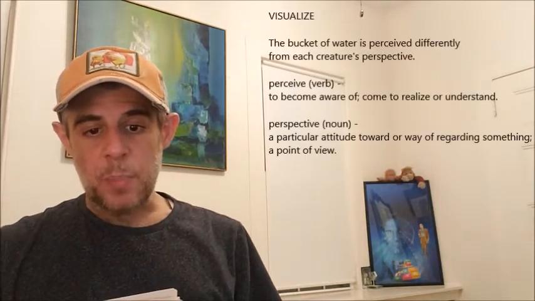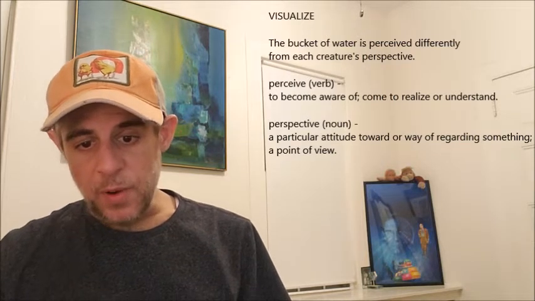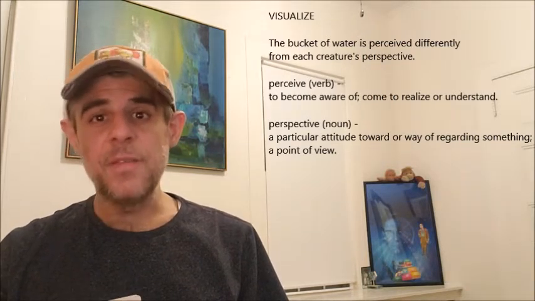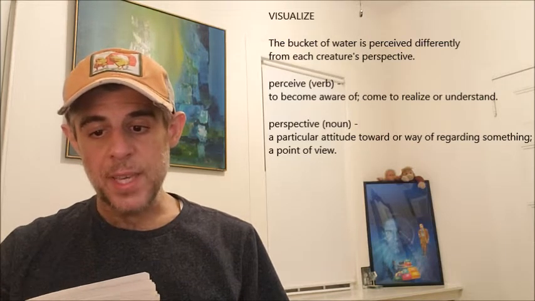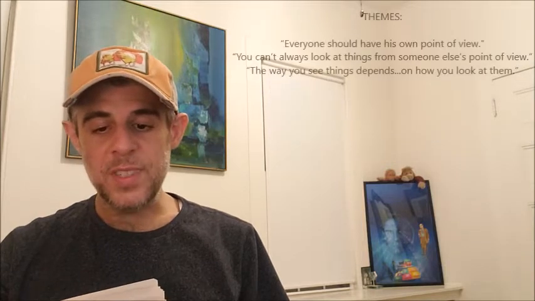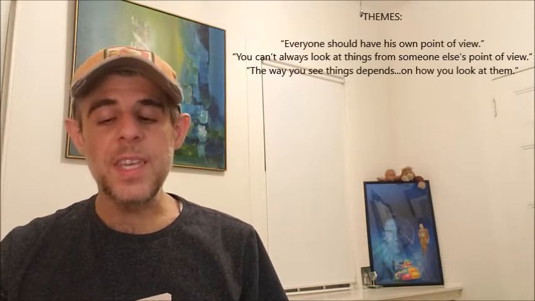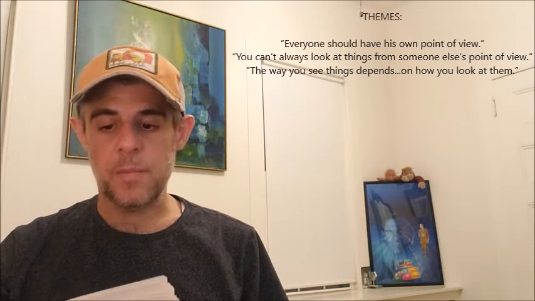"For instance, from here, that looks like a bucket of water," he said, pointing to a bucket of water. "But from an ant's point of view, it's a vast ocean. From an elephant's, it's just a cool drink, and to a fish, of course, it's home. So you see, the way you see things depends a great deal on where you look at them from."